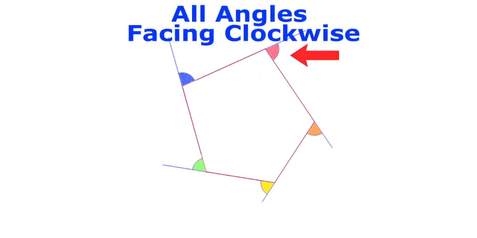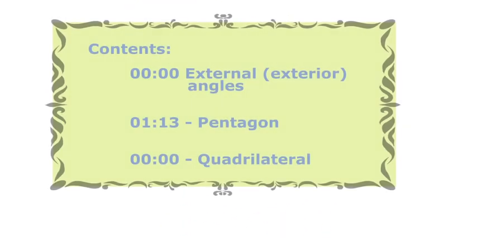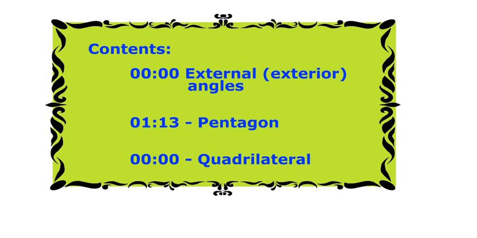When I'm talking about external angles, I'm talking about angles that are all facing in the same direction. So the angles would either be facing a clockwise direction, that's all of the angles, or all of the angles will be facing an anti-clockwise direction. And we're going to talk about what this means, how this looks, and how you can use it to work out the sum of all external angles of absolutely any polygon. So let's get into it.